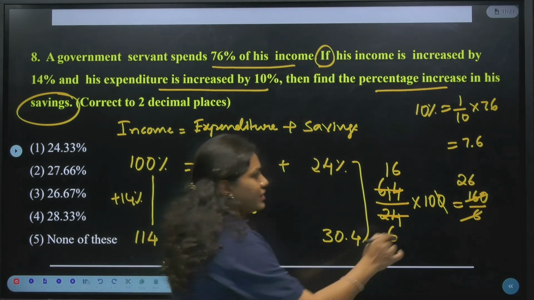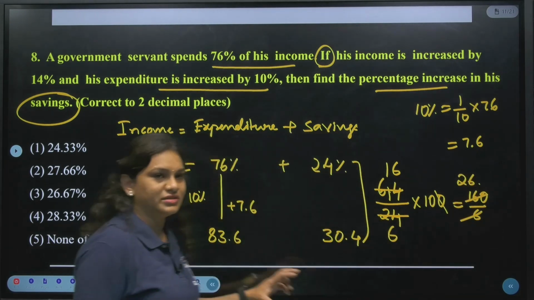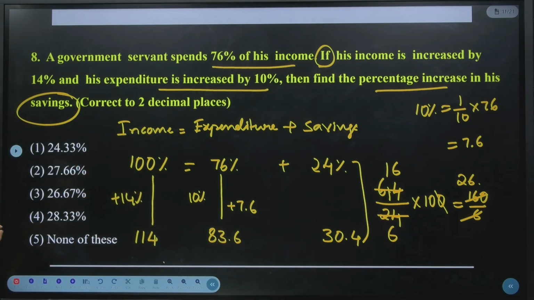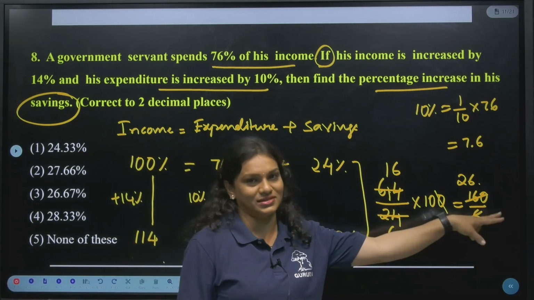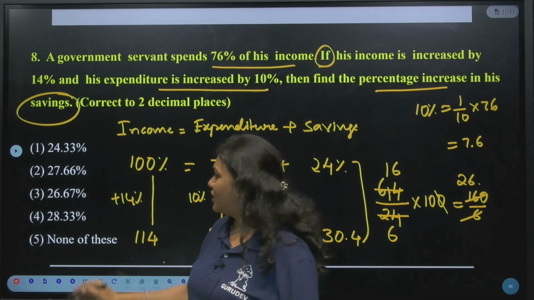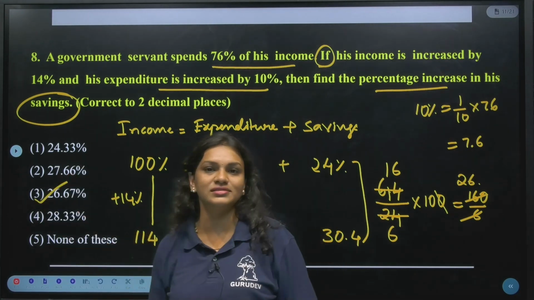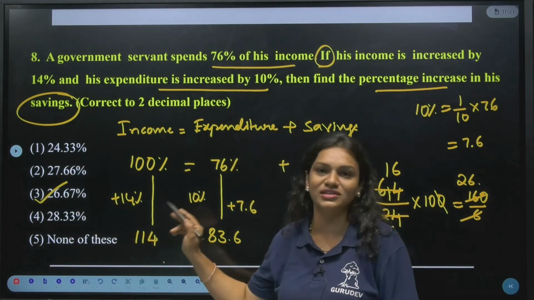So the point will come. Now see, no need of solving this. Just observe the options here. In this case, we get 26.67 percentage. If we calculate further also, you'll be getting 26.67 percentage. Is it clear? So finally, the right option for this is option 3, which is 26.67 percentage.